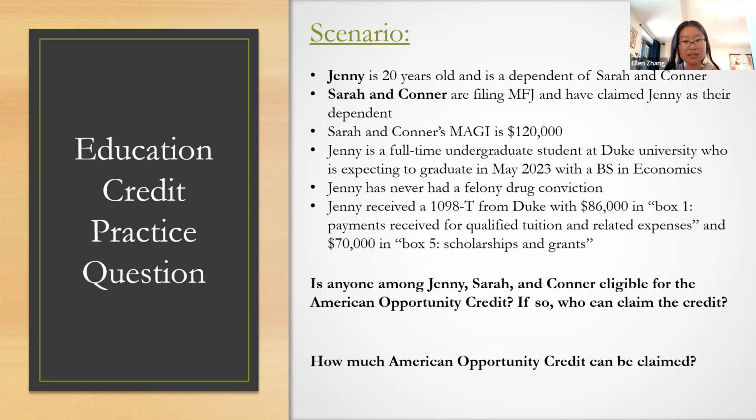BS in economics. Jenny has never had a felony drug conviction, and Jenny has received a 1098-T from Duke with $86,000 in box 1, which is for qualified tuition and related expenses, and $70,000 in box 5, which is scholarships and grants. So with this information, is anyone among Jenny, Sarah, and Connor eligible for the American Opportunity Credit? And if so, who can claim the credit? After that question, how much American Opportunity Credit can be claimed?